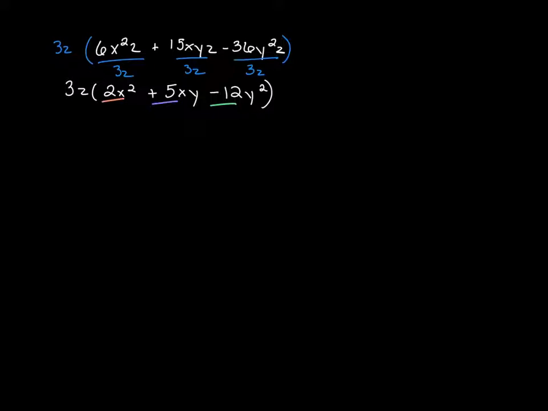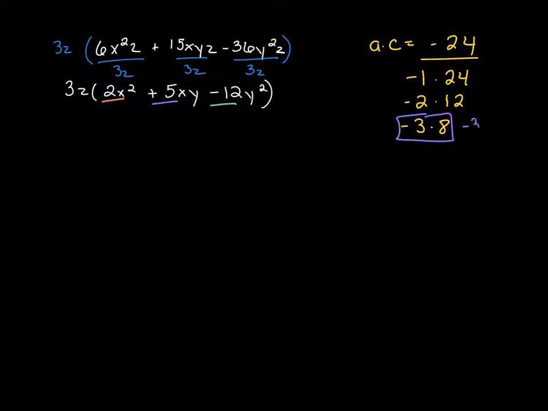So A times C would equal negative 2 times 12, or 2 times negative 12, which is negative 24. Signs are different because that's negative, and the larger number is going to be positive, since B is positive. So negative 1 times 24, negative 2 times 12, negative 3 times 8. That works because negative 3 plus 8 equals 5, which is what B is.